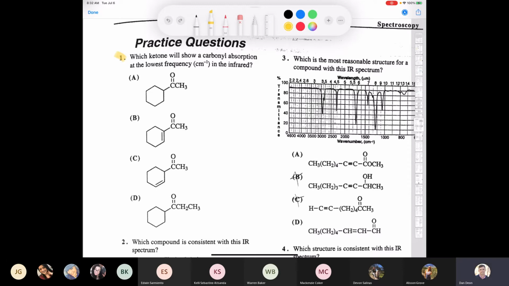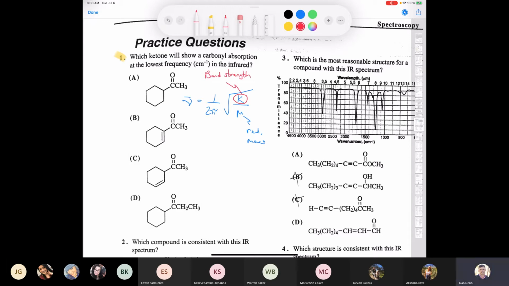So remember that the frequency of absorption, and you don't have to memorize this formula, is going to be 1 over 2 pi times the square root of K divided by mu, right? Mu is the reduced mass. But since we're dealing with a carbonyl, the atoms in the bond are the same every single time. It's just a carbon and an oxygen, so that's neither here nor there. It has to do with K, right? K is the bond strength.